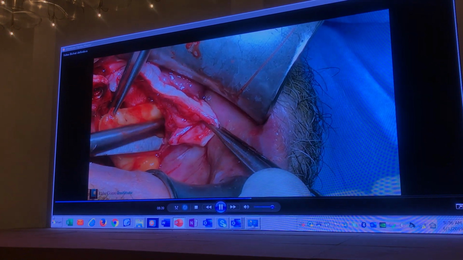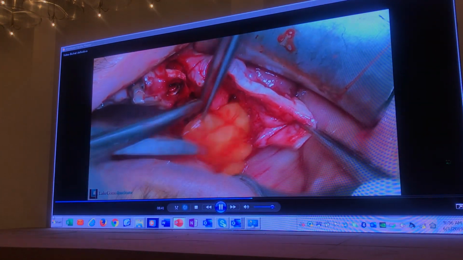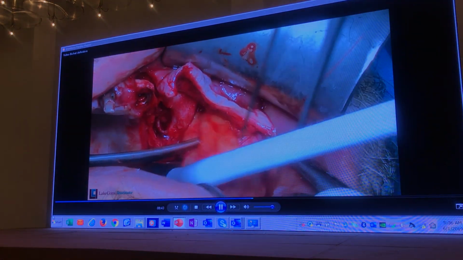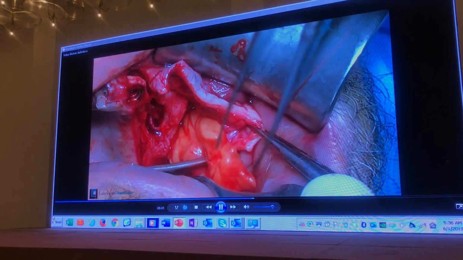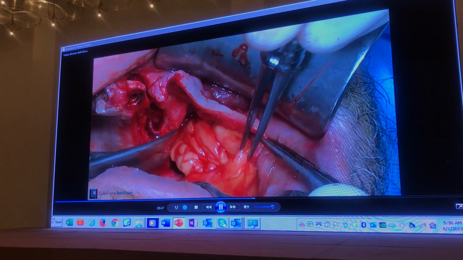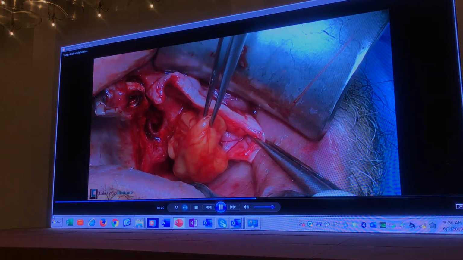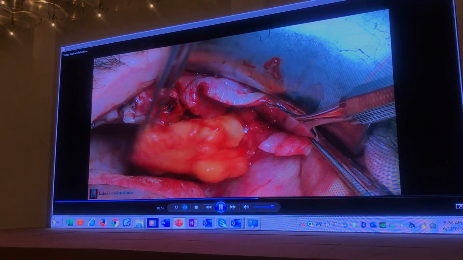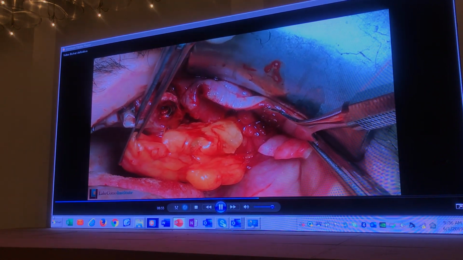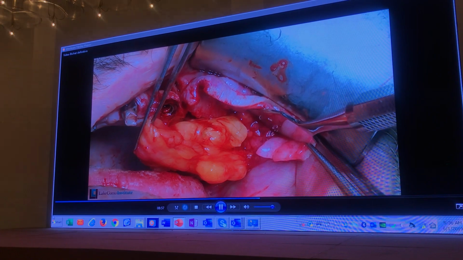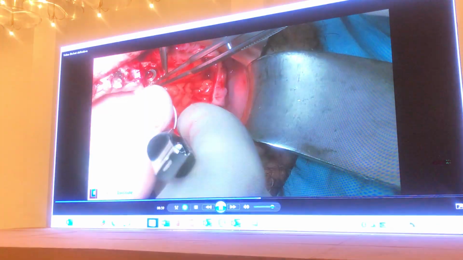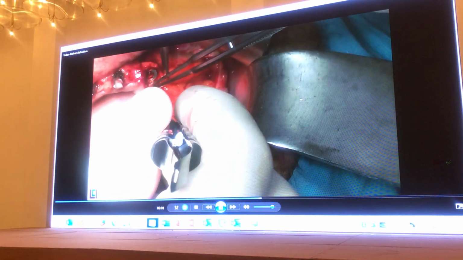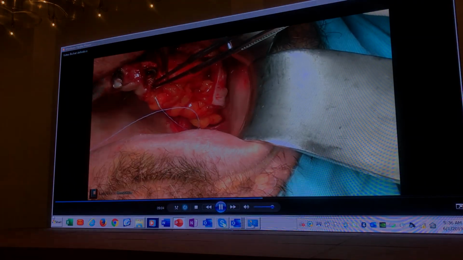Any changes of the morphology of the cheek if we remove the buccal fat pad? I haven't seen it. Yeah. But you have quite a bit of tissue in there. Yeah.